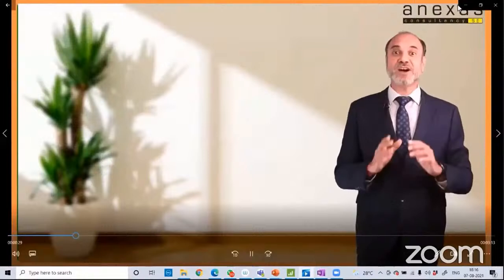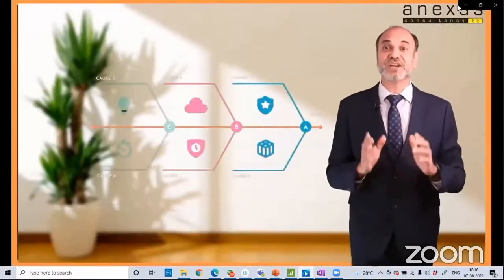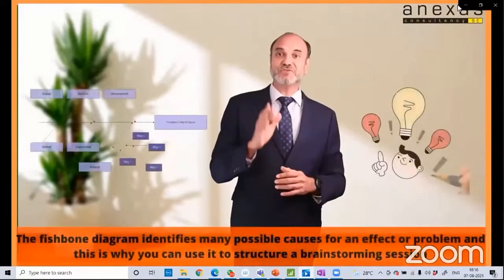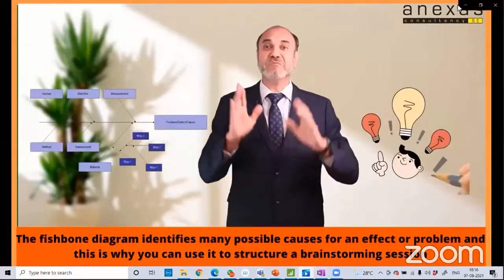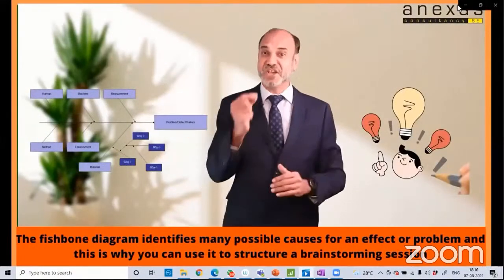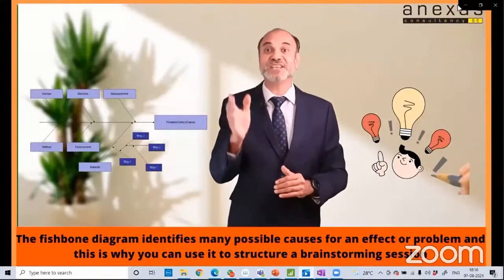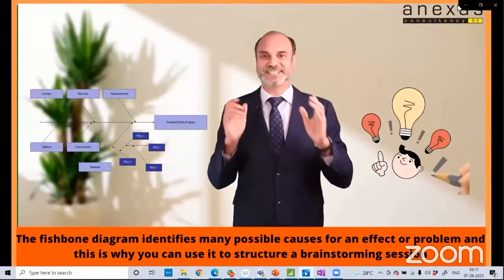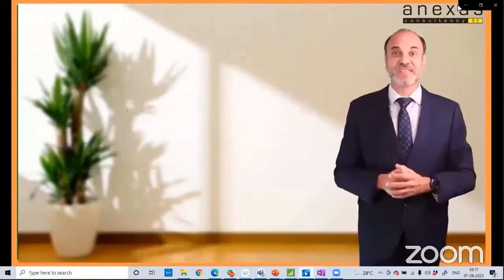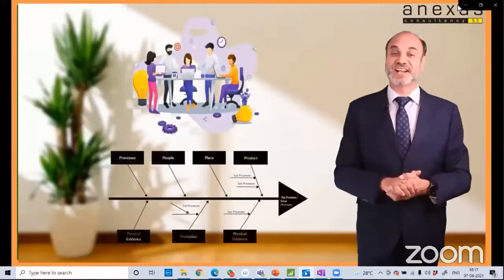It is a cause and effect diagram that helps managers to track down the reasons for imperfections, variations, defects, or failures. The fishbone diagram identifies many possible causes for an effect or problem, and that is why you can use it to structure a brainstorming session. When a team's thinking tends to fall into a hollow and you feel there is no way out, an Ishikawa diagram can come to help.